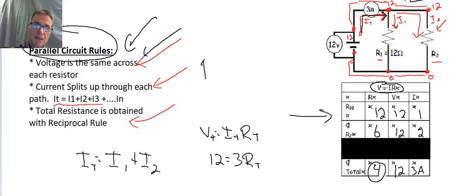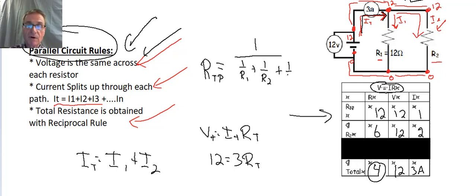That law says this. The total resistance, RTP, in a parallel circuit is equal to the reciprocal of all of the reciprocals of the resistances. So it's going to be 1 over R1 in this case, plus 1 over R2. If we had more resistors, it would be plus 1 over R3, and so on and so forth, for however many resistors we have.